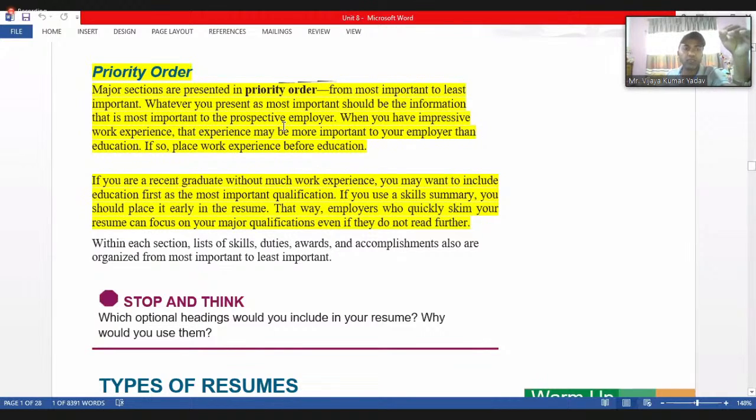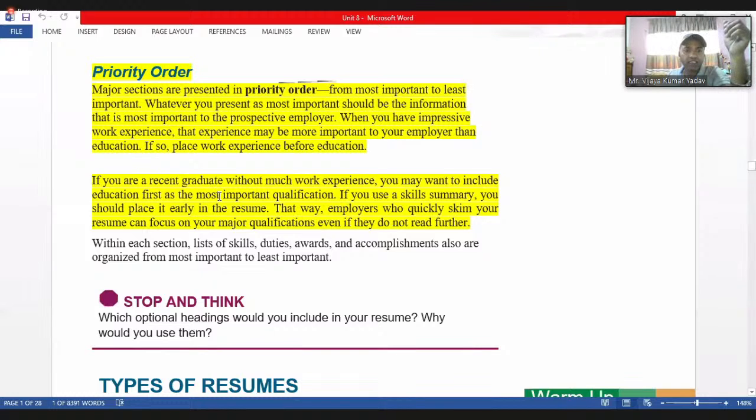When you have impressive work experience, that experience may be more important to your employer than education. So if you have impressive experience, you write experience first, and then you mention the education, because priority will be given to the experienced personnel. So that's why, if you have impressive experience, write it first, and then you mention the qualification. Okay, this is the way.